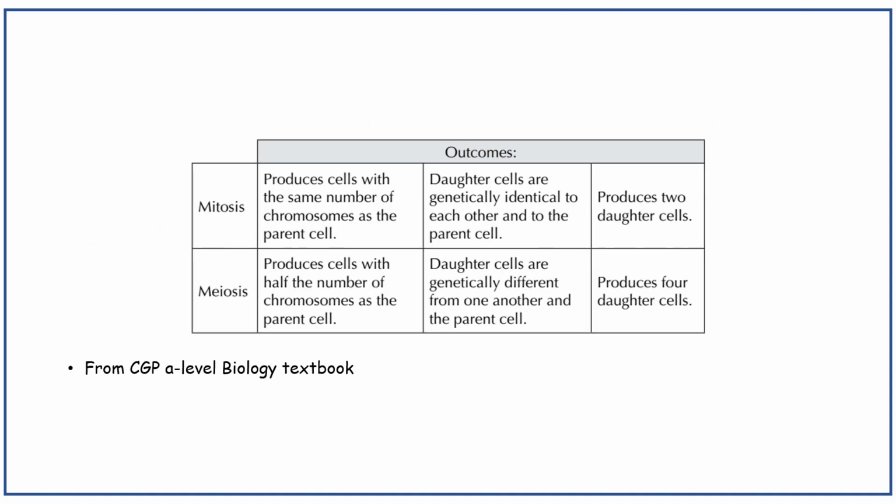Just a bit of a recap on the difference between mitosis and meiosis. So mitosis produces cells with the same number of chromosomes as the parent. The daughter cells are genetically identical to each other and to the parent cell, and there are 2 daughter cells produced. Whereas meiosis produces cells with half the number of chromosomes as the parent cell. The daughter cells are genetically different from one another and the parent cell, and it produces 4 daughter cells.